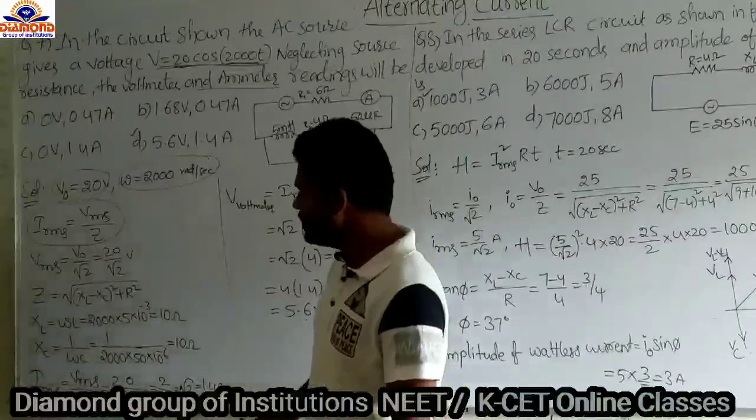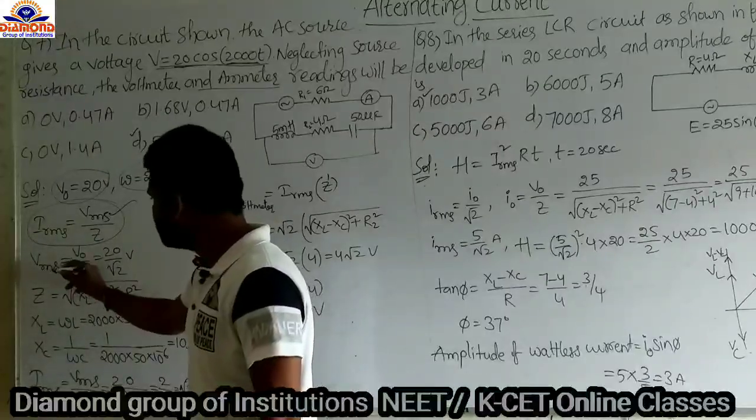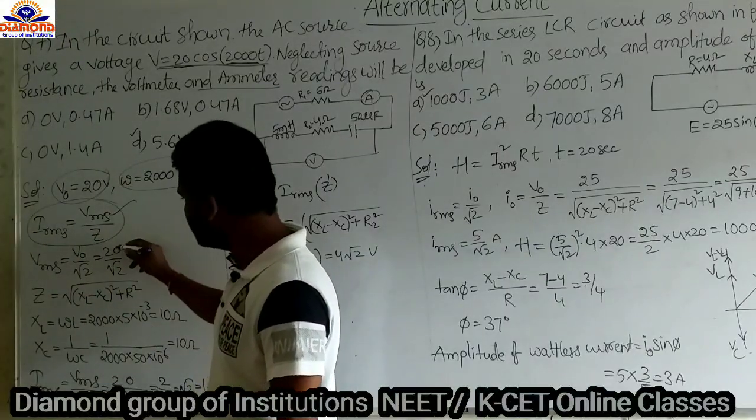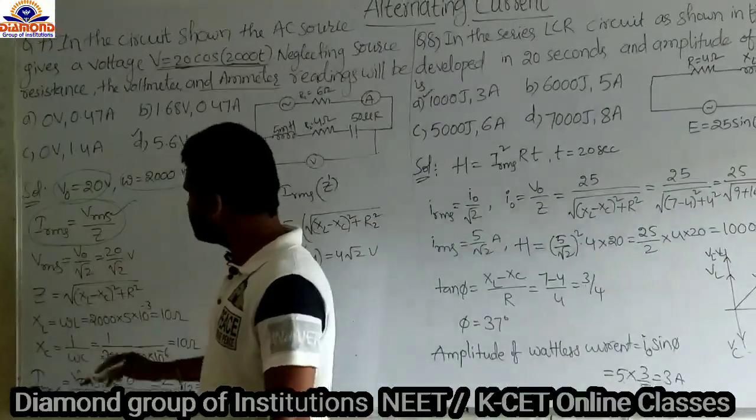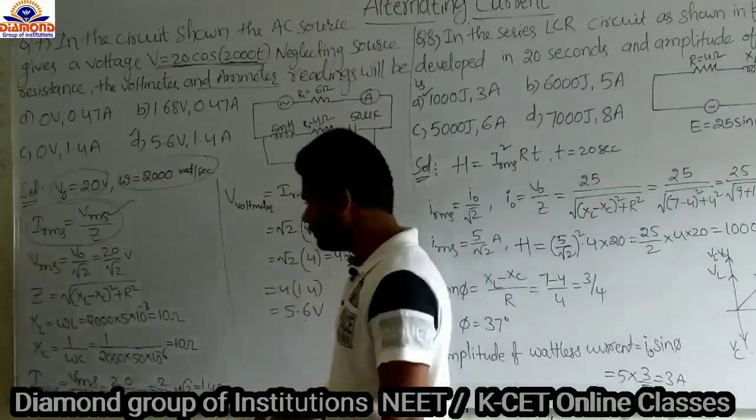Okay, this value is given. So now I need the VRMS value. VRMS is equal to V naught by root 2. The V naught value we know, 20 by root 2 volt, we are getting. V naught completed, so VRMS completed. Next, the Z impedance value we have to find.